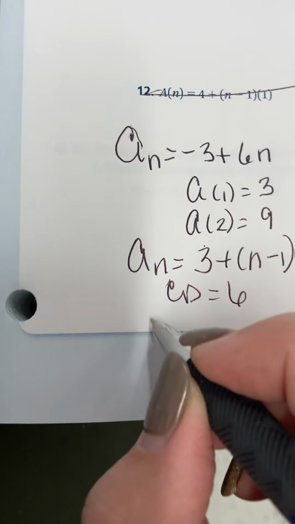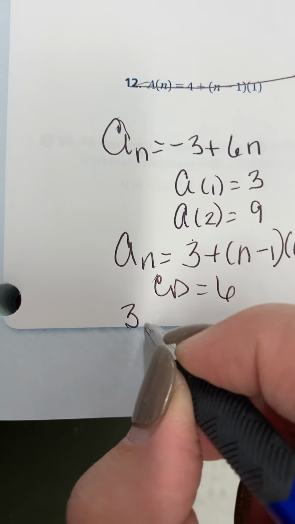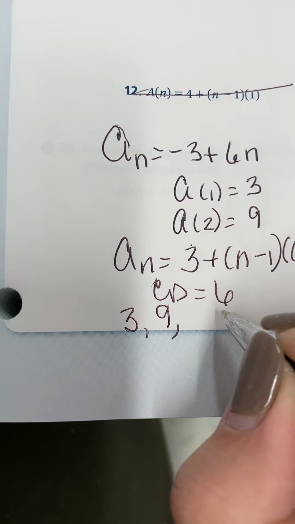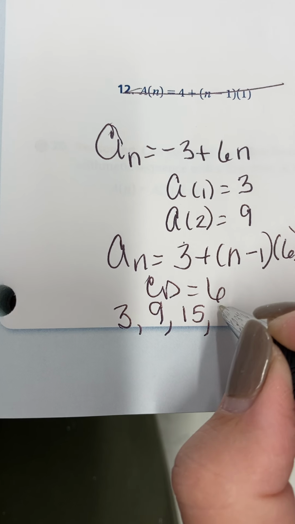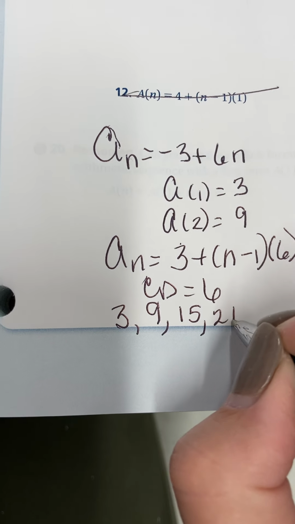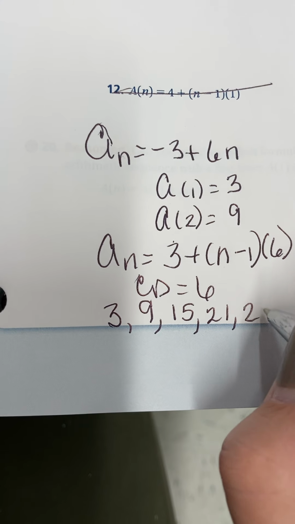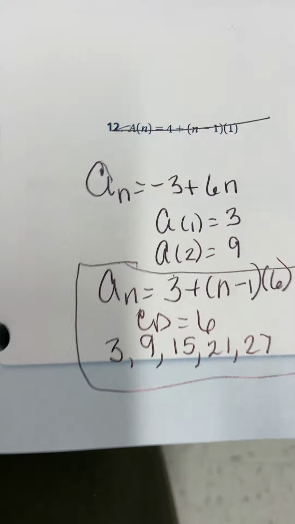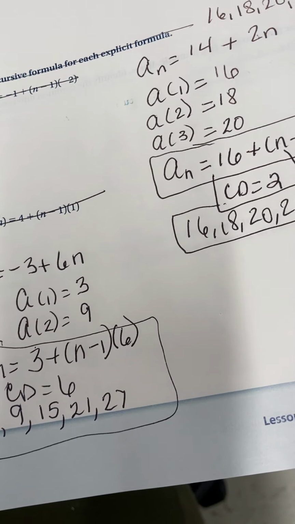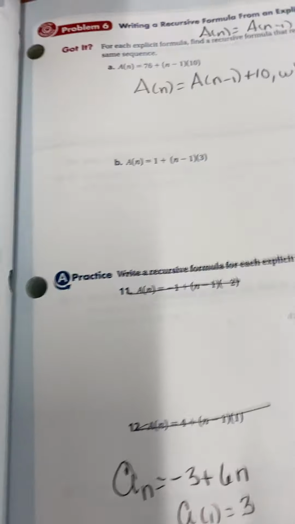The first 5 terms, so we have 9, and we're just adding 6. So 9 plus 6 is 15. 15 plus 6 is 21. 21 plus 6 is 27. All right, so you should be fine on that part of the worksheet.